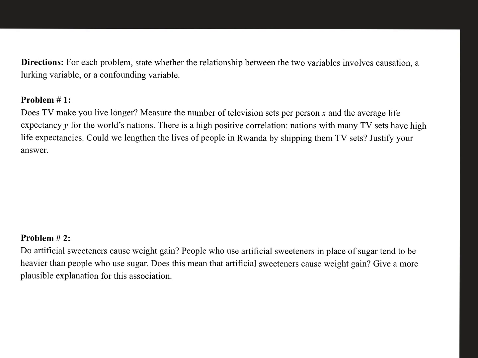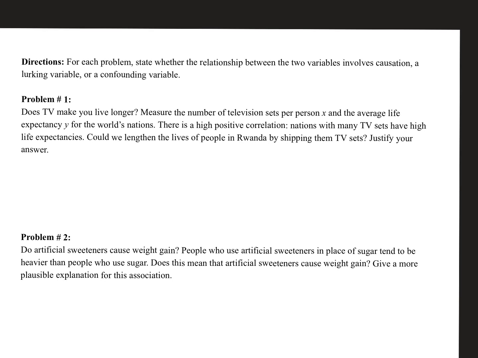So let's go ahead and look at some examples. We're going to look and determine whether the relationship between two variables involves causation, so we can say one of them causes the other, or if there's maybe some type of lurking variable or confounding variable that could be affecting it. So for our first example we have, does TV make you live longer?